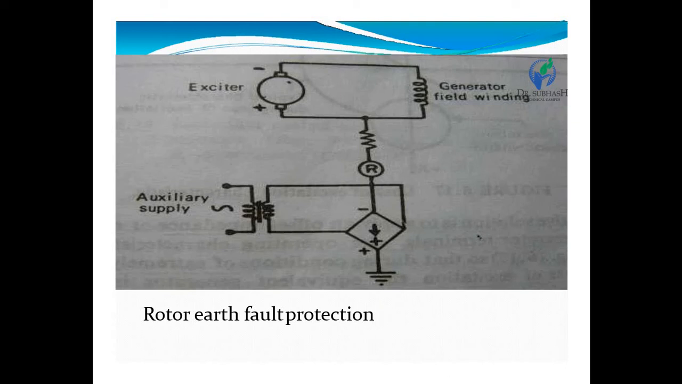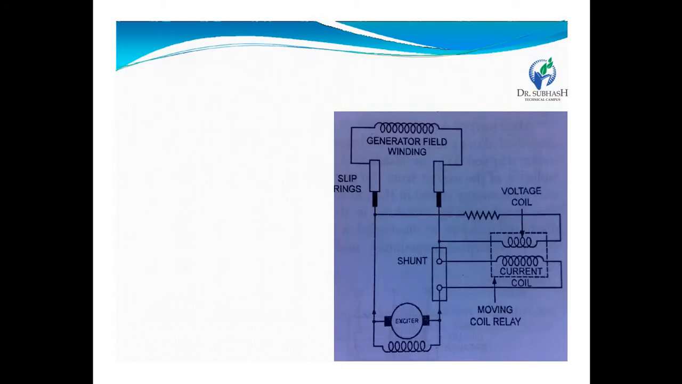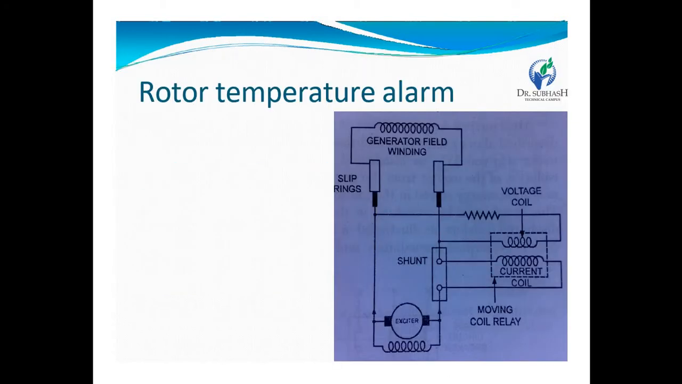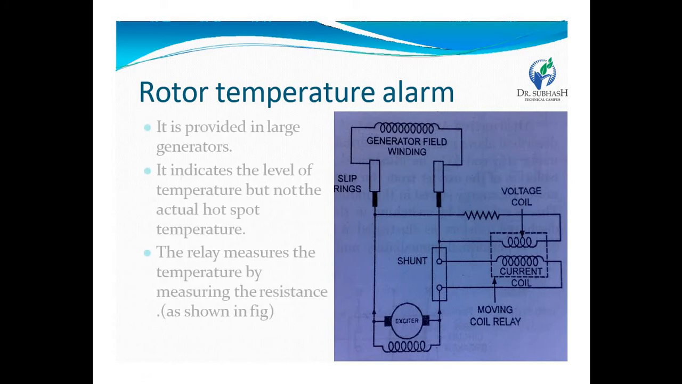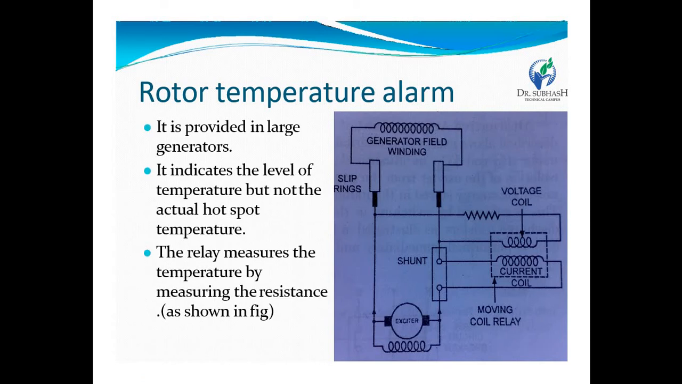This is the rotor earth fault protection. Now rotor temperature alarm. It is provided in large generators where it indicates the level of temperature but not the actual hotspot temperature. The relay measures the temperature by measuring the resistance. So the relay will not measure the temperature directly, but it measures the resistance, and from that the temperature will be shown.